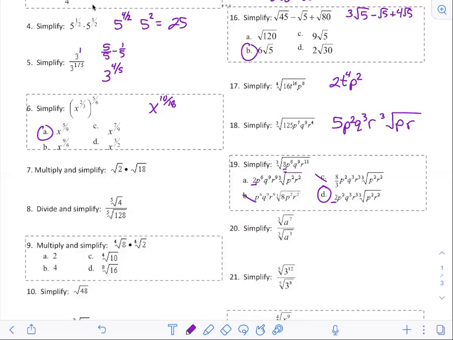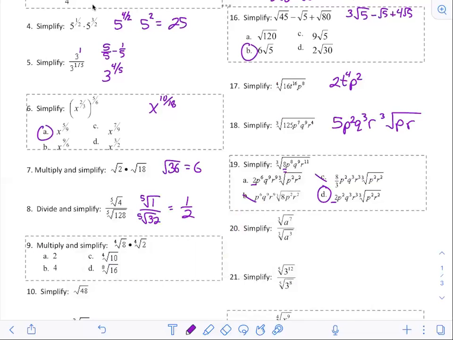7, we can multiply them together, so we got the square root of 36, which equals 6. Number 8, we can reduce that, so we'll have the 5th root of 1 over the 5th root of 32. So we can divide both of those by 4, and so then that's going to equal 1/2.